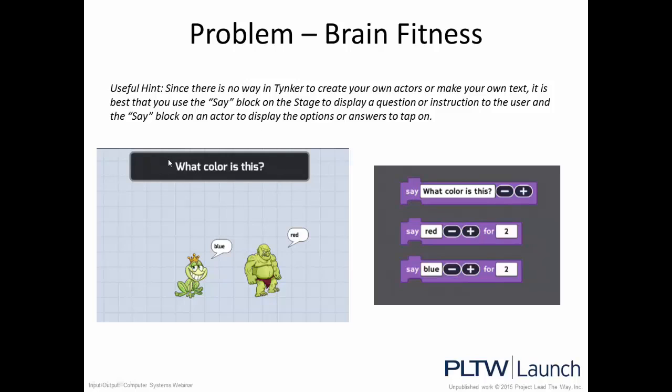My options, again, have to be below. So I use just any random actors and have the actors say the answer right here. So you tap on the frog if you want blue, and you tap on the troll if you want red. And that's how you can work around the issue with not having to display text as a standalone object.